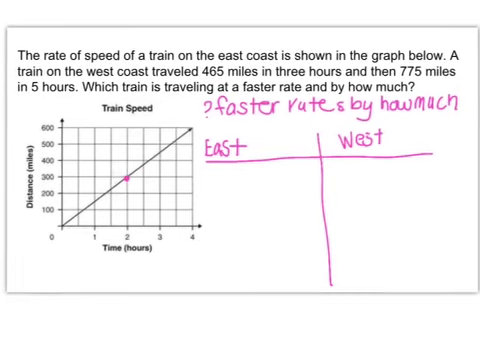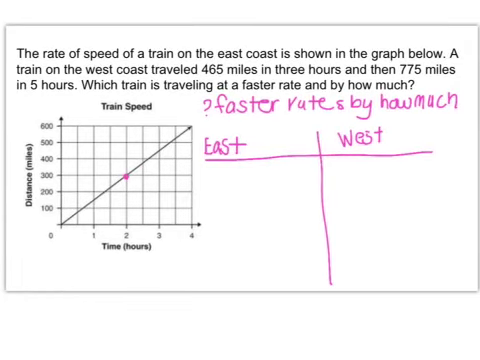So I always need to do my y, so 300 over my x, 2. 300 divided by 2 is 150 to 1. So that is my rate. It's 150 miles per hour.